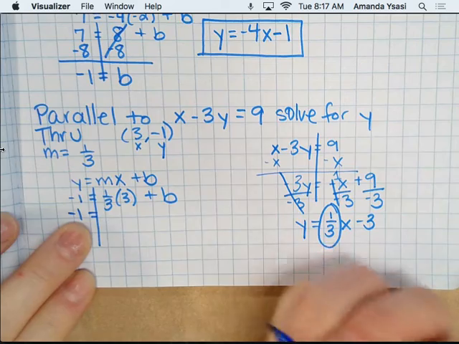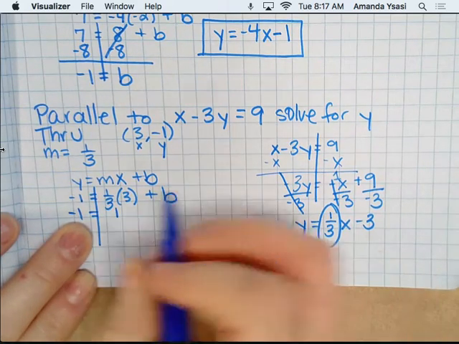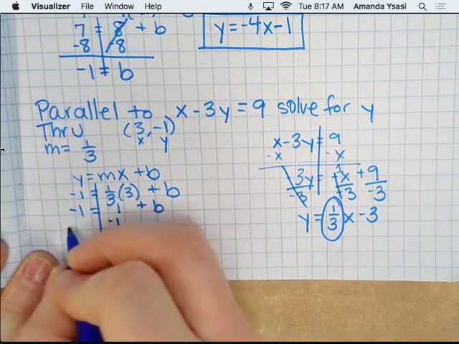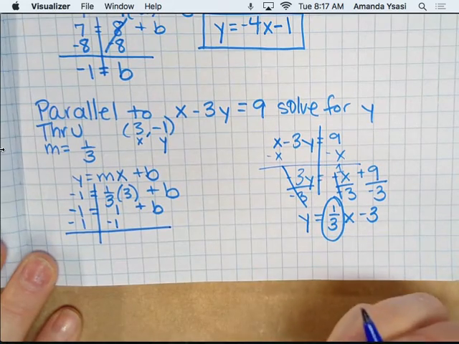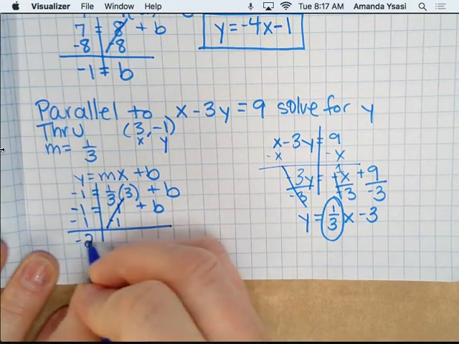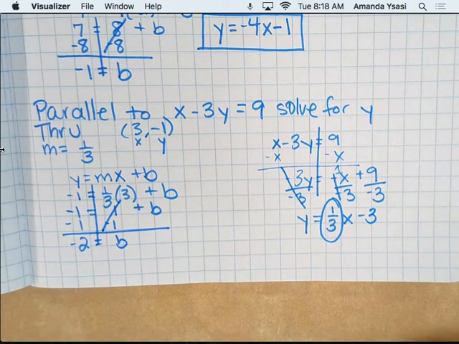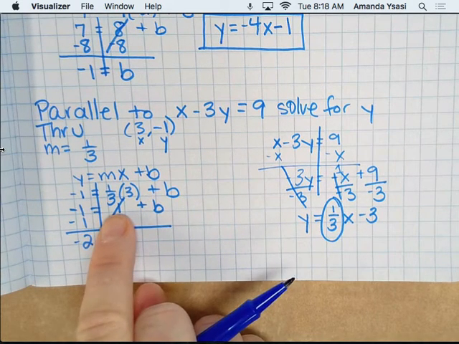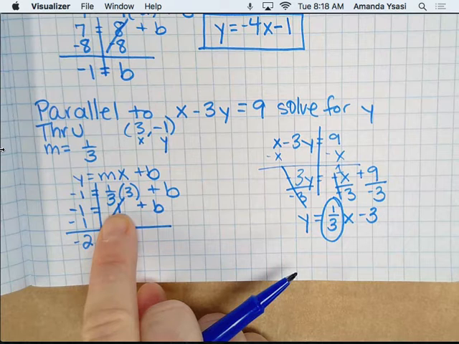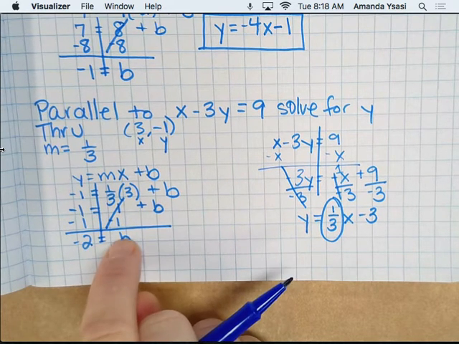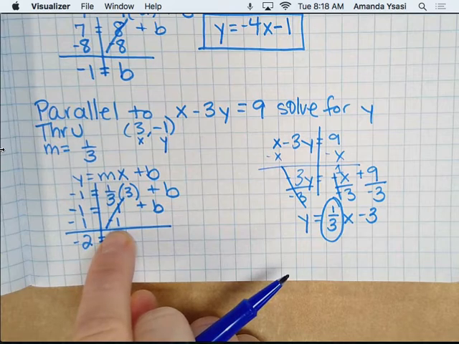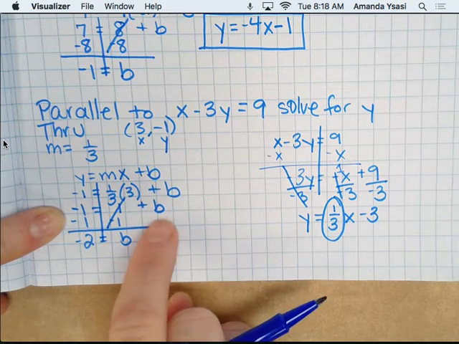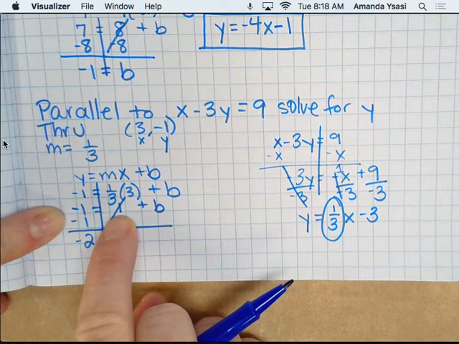So 1/3 of 3 is 1 plus b. And then what do I do? Subtract 1. I get -2 equals b. It's already a positive 1, so in order to get it to the other side, I got to do the inverse, which is -1. Oh, I thought we were subtracting from the y side. Never mind. We want to get b by itself. And what's keeping b from being by itself? The 1. That's why.